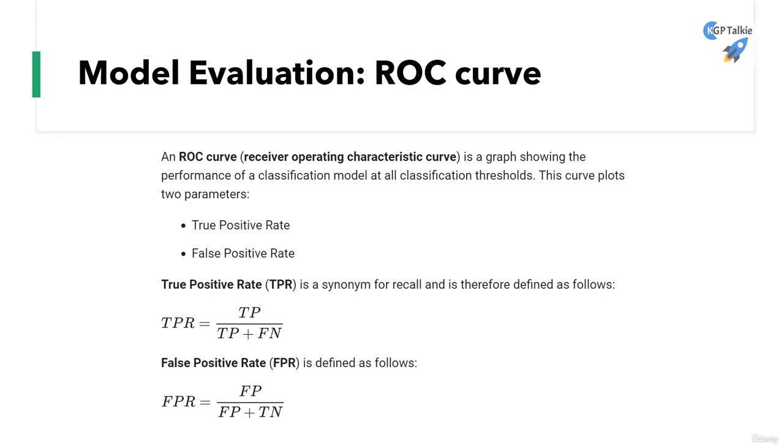An ROC curve, known as receiver operating characteristics, is a graph showing the performance of a classification model at all classification thresholds. This curve is plotted with two parameters, true positive rate and false positive rate. True positive rate is a synonym for recall, and it is defined as TPR equals TP divided by TP plus FN, and false positive rate is defined as follows: FPR equals FP divided by FP plus TN.